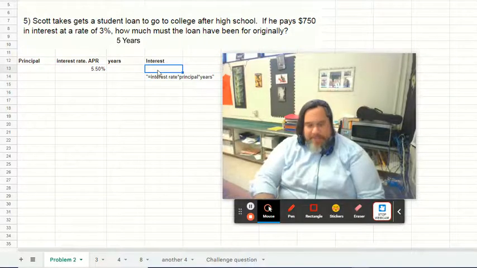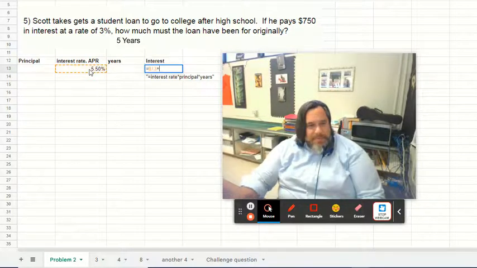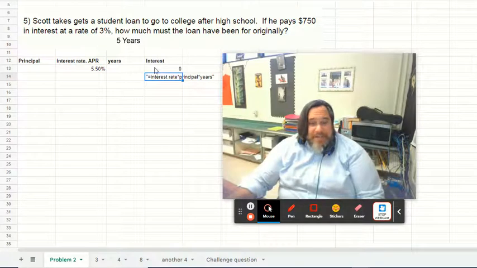All right, so let's fill that in then. Where would we tell it to look? We'd say, hey, we want you to look at interest rate, which is right here. And then we want to multiply it by the principal, which will be right here. And then we want to multiply it by years, which is right here. I push enter. It's at 0 now because there's nothing there yet, right?